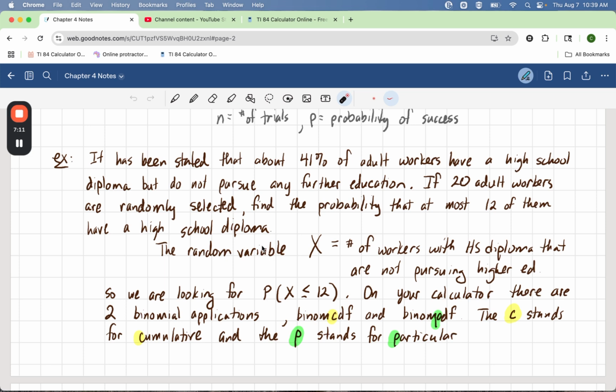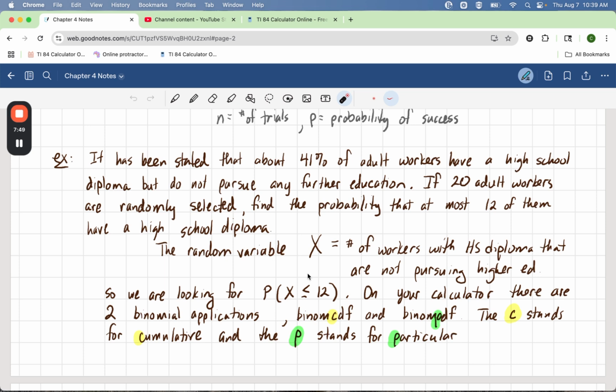We're going to use our calculator to do these. Your calculator is equipped with 2 different binomial applications, binomCDF and binomPDF. The C stands for cumulative and the P for particular. So anytime you have an inequality like that, you're going to use a cumulative. What that's saying is up to and including 12. So the probability that 12 or fewer workers have a high school diploma but are not pursuing any further education out of the 20 that we're seeking.